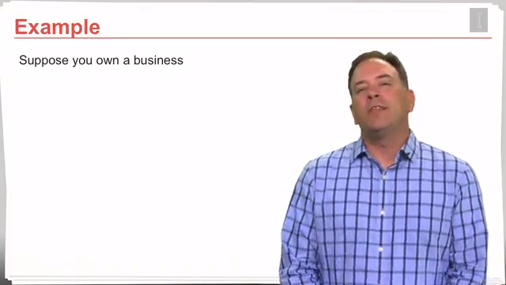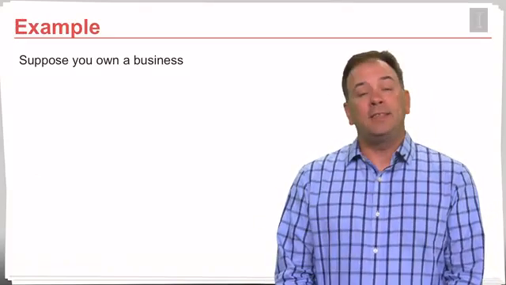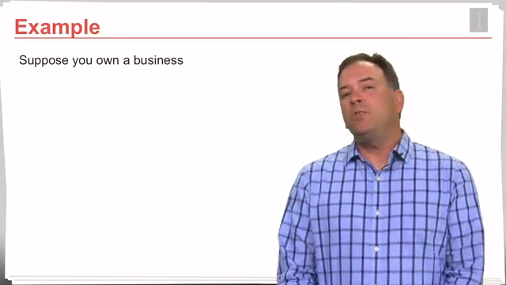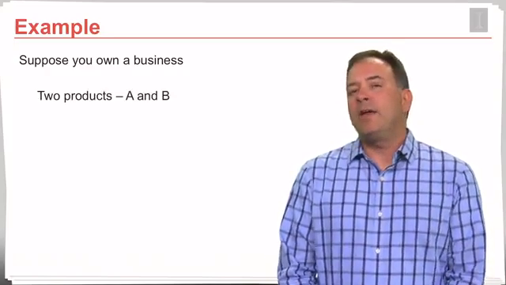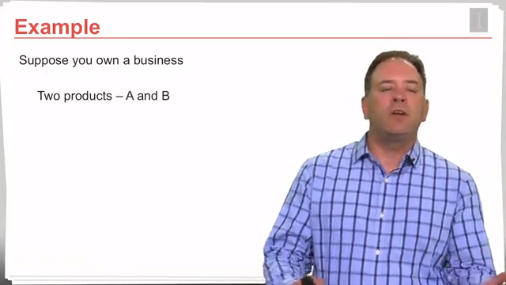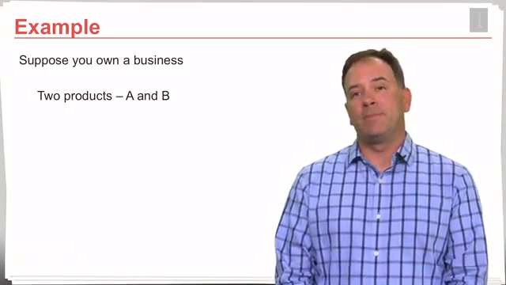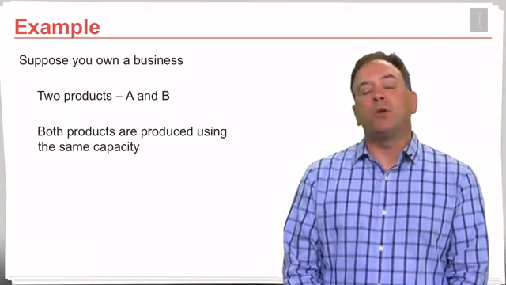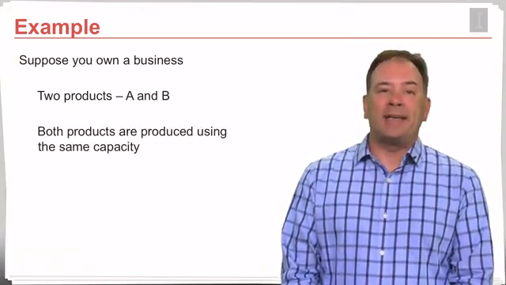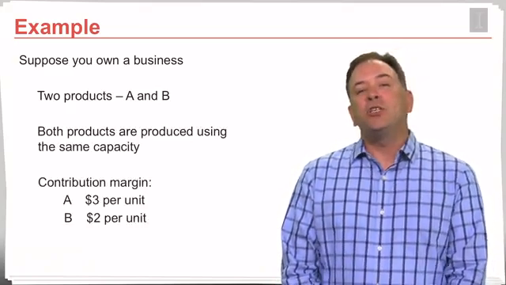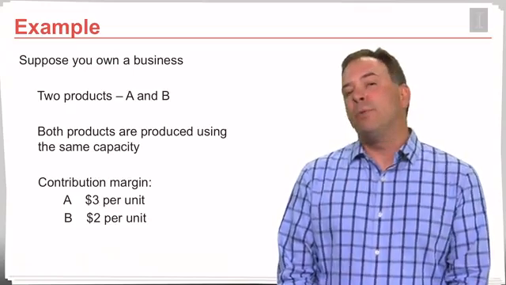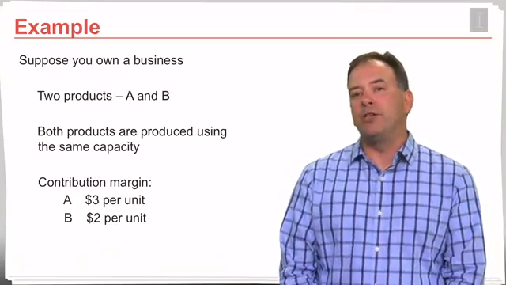Now, let's start off with an example, and let's keep it nice and basic. Suppose that you own a business, and I'm going to keep things so general that we won't even name the products that you produce, other than A and B. Both products are produced using the same capacity. That essentially means that we can rely on contribution margin as a profitability measure.